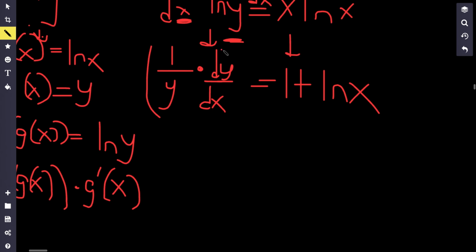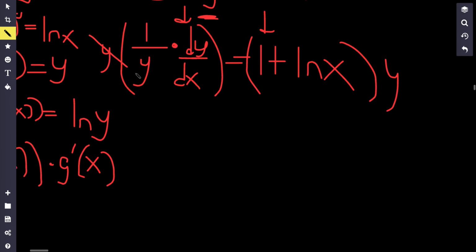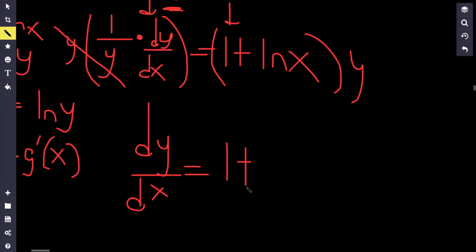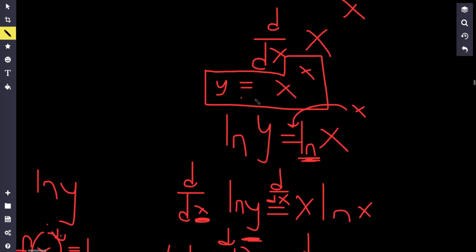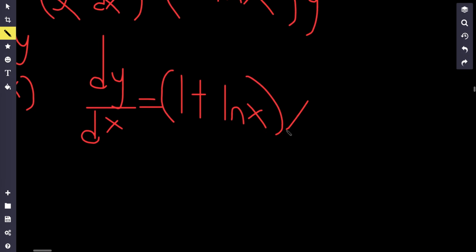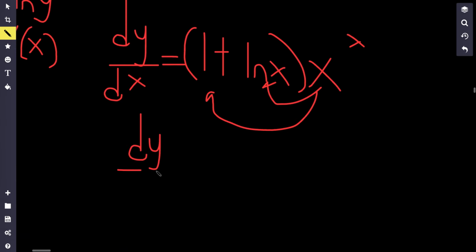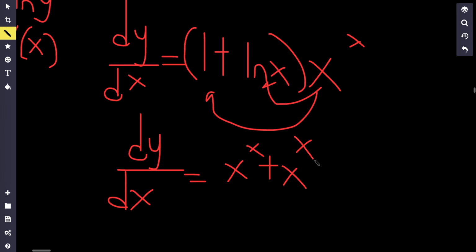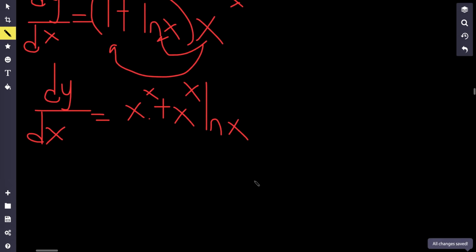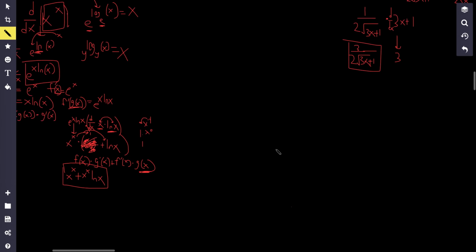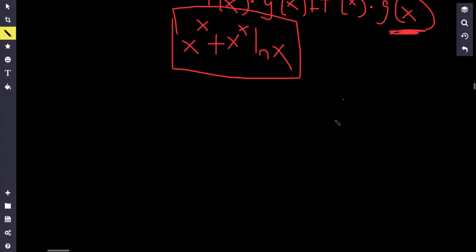And now let's multiply both sides by y. So the y's cancel out, and you get dy over dx is equal to 1 plus ln of x times y. We said that y is equal to x to the x power, so we can substitute that in. We can distribute the x to the x, and we get that the derivative of y with respect to x is going to be equal to x to the x power plus x to the x ln x times ln x. And it's literally the exact same answer as I had before, right?